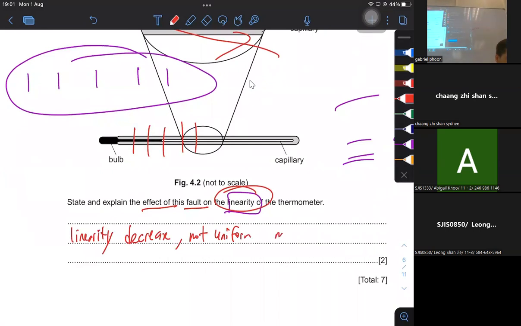Non-uniform amount of liquid moves through the tube.